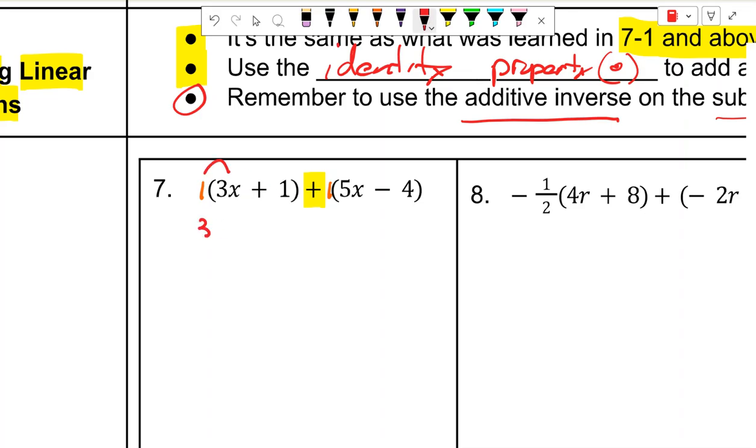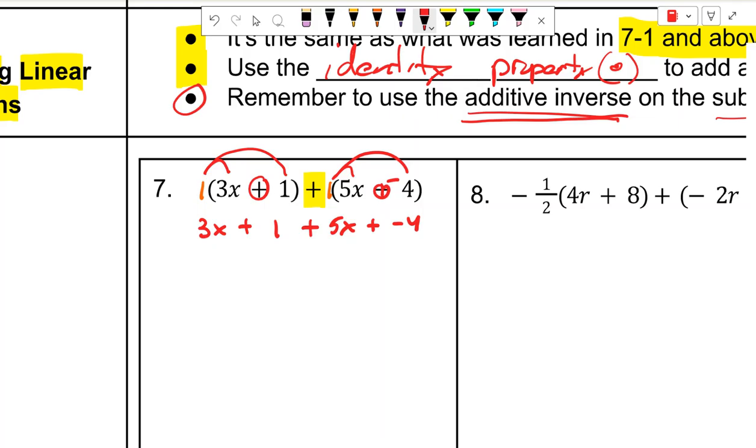1 times 3x is 3x, and 1 times 1 is 1. We bring down the plus sign. This plus sign just comes down, and this 1 times this 5x is 5x. Now we have a subtraction sign here, and we do want to use the additive inverse. It's not necessary all the time, and you're going to learn how not to use it soon. Additive inverse, and 1 times negative 4 is negative 4. Bring down this plus sign.